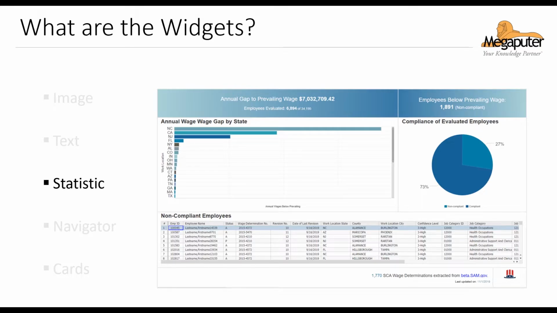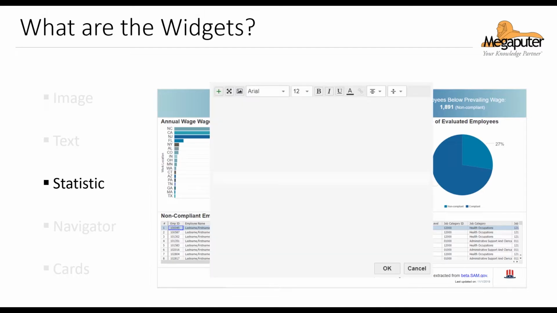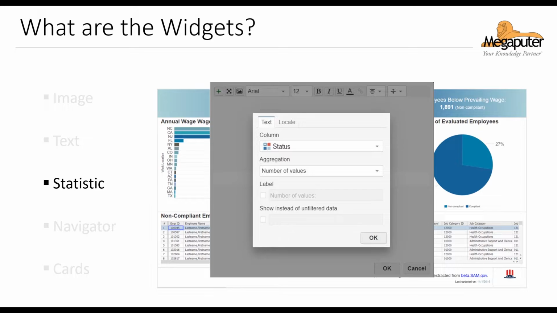Now, in terms of the statistics widget setup, the setup options are similar in many ways to the text widget. The main difference we see is in this option on the top left, which we can click to add or edit a statistic. We can then select which column and aggregation type we want to display, along with other customization options.